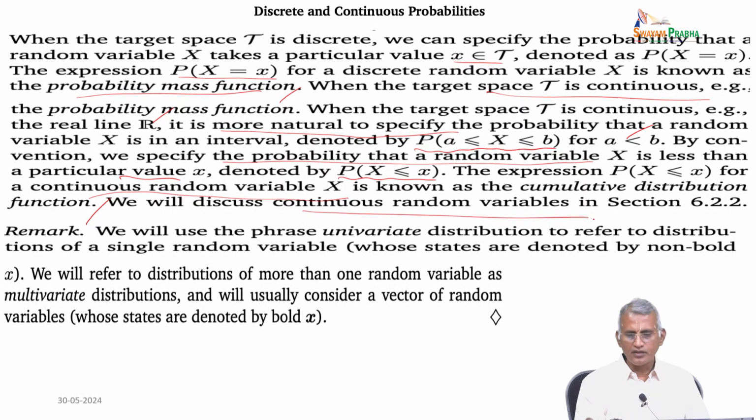Next, we discuss the continuous random variable related to this. Now, we have a note. We will use the phrase univariate distribution to refer to the distribution of a single random variable whose states are denoted as non-bold x. We refer to the distribution of more than one random variable as a multivariate distribution, and we usually consider a vector random variable whose states are denoted by bold small x.